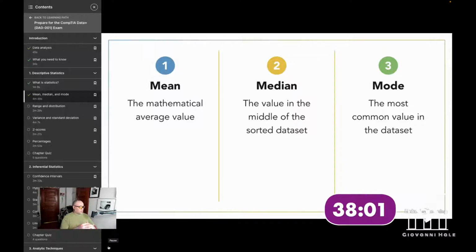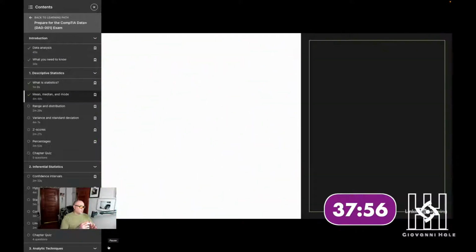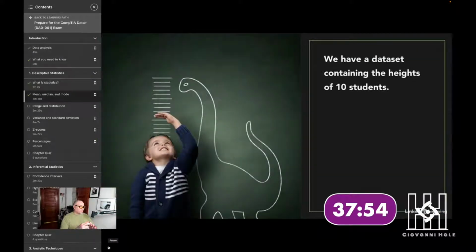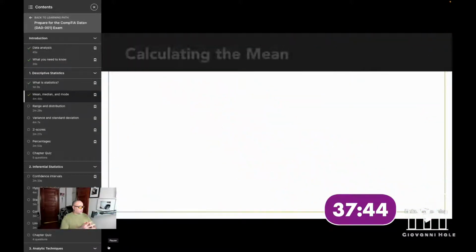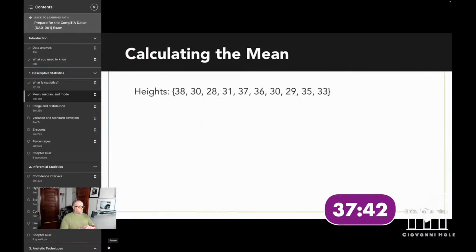Let's walk through some examples of calculating the measures of central tendency for a data set. Imagine that I have a class of 10 students and I measure each of their heights in inches. I record all of these measurements, and then I want to use descriptive statistics to understand more about my data. Here are the 10 values for height. The first descriptive statistic that I'd like to calculate is the mean, or average, height of my students.